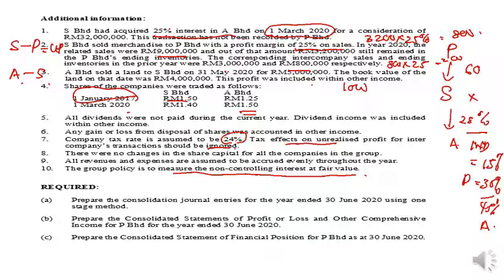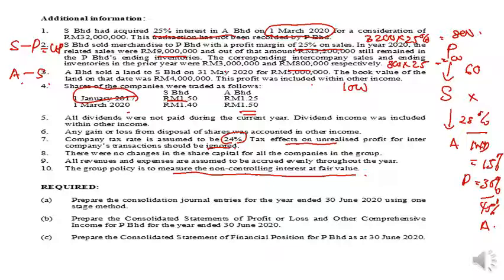Okay, this is the value of share capital. S is 150 at the acquisition date, and then on 1st of March the value of A is 150. So we need to look at this one because there is a transaction that happened in A on 1st of March. All dividends were not paid during the current year. Dividend income was included as other income. Any gain or loss on disposal of shares is accounted in other income. Company tax rate is 24%, but tax effect on unrealized profit should be ignored.